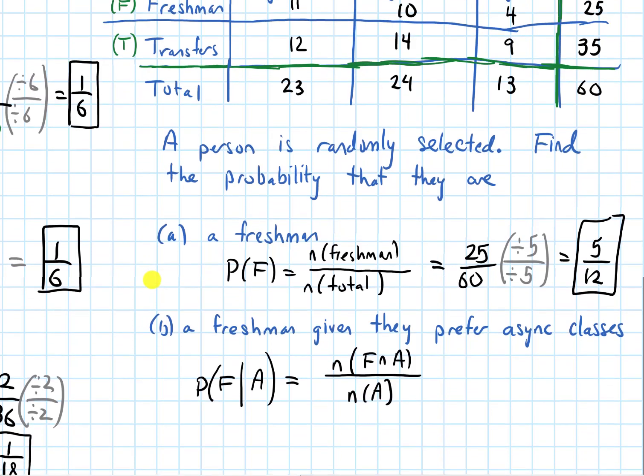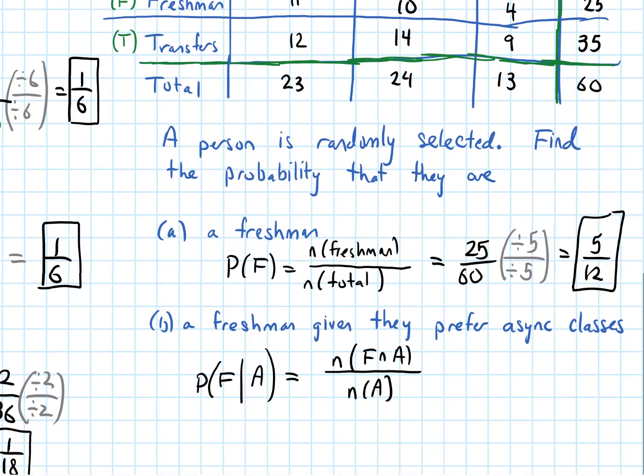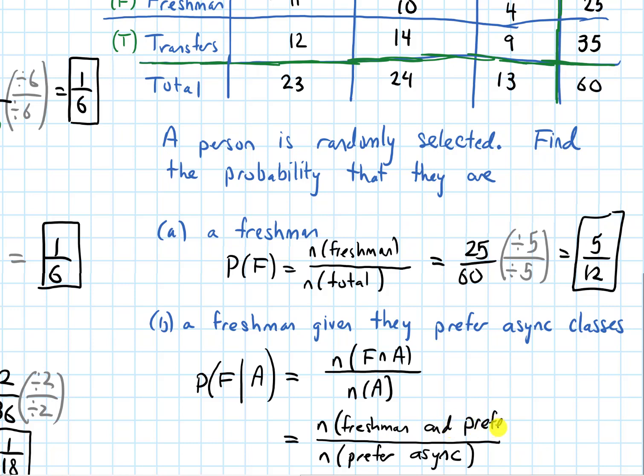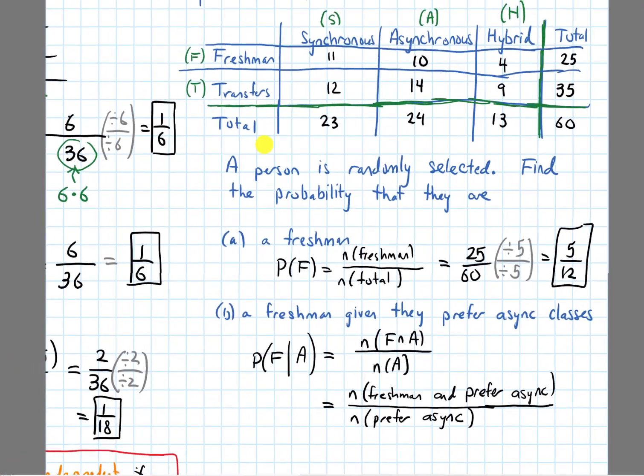All right, so let's interpret what these two things mean. With this fraction on the bottom, the number of elements in A is the number of students who prefer asynchronous classes. I'm just going to write async. And on the numerator, I have to write the number of students who are in F as well as in A. So these are the number of people who are freshmen and they prefer asynchronous classes. I'm going to zoom out a little bit so I can still see the table.